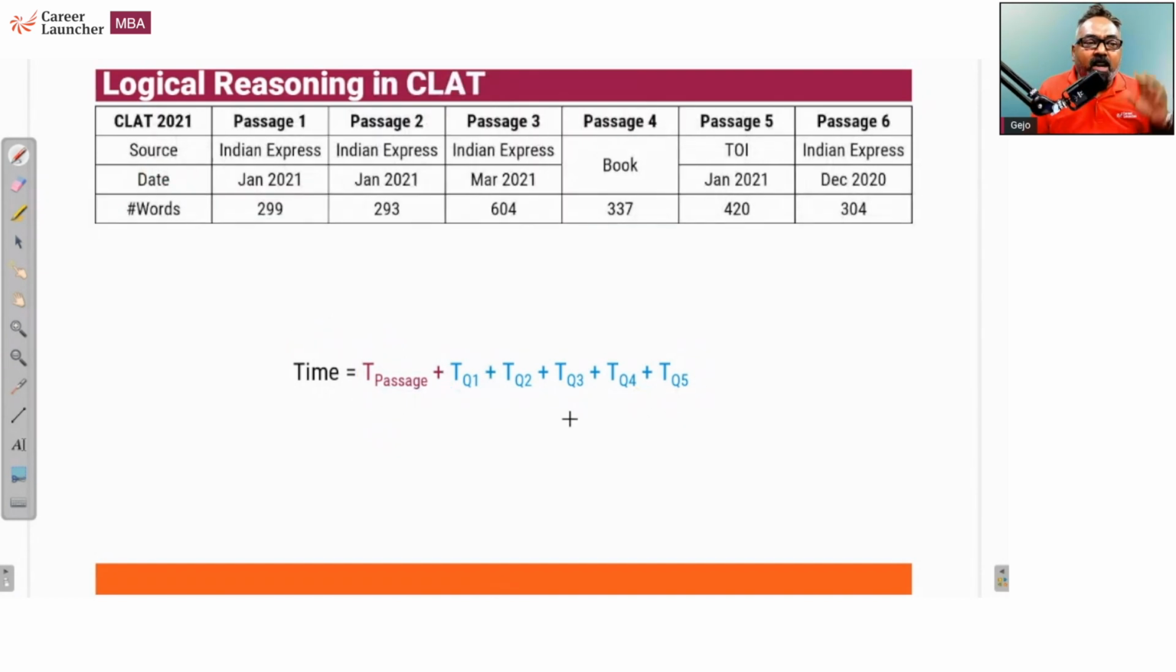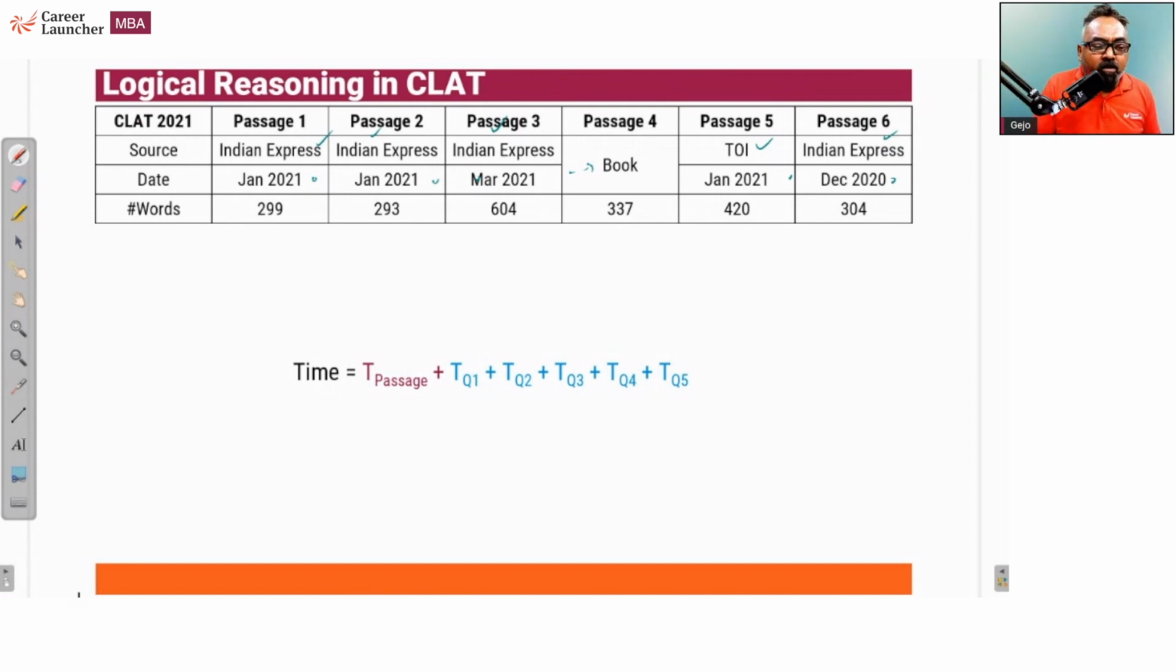Now look at, let's say, CLAT 2021. There are 6 passages. Passages 1, 2, 3, 4 were taken from Indian Express, 1 from Times of India. The passages were from the January, March, January, December issues. So I'm sure that if you're reading editorials regularly in Indian Express, Times of India, Hindu, most of this news, even if you did not specifically read the article from Indian Express, since it's an editorial piece, these are news that you know. There was one that was taken from a book. Probably that book, I believe, was written by Shashi Tharoor.